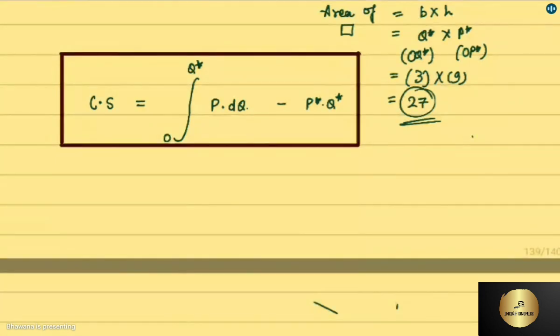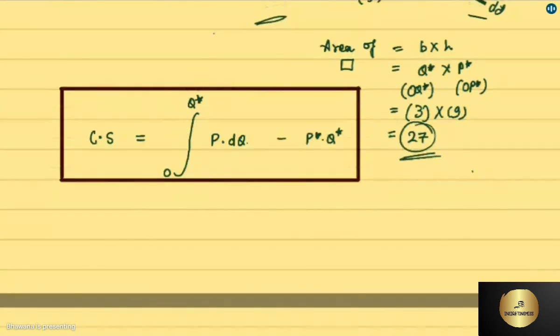So this is our general formula for consumer surplus. We have the limit from 0 to Q star. We have to find the area under this demand curve, the total area between 0 and Q star. So we are integrating this demand function.